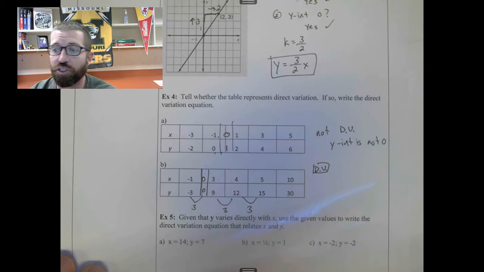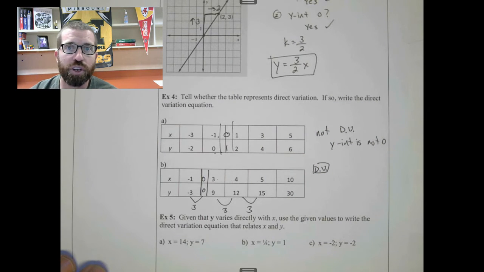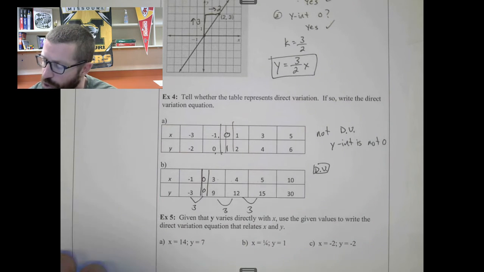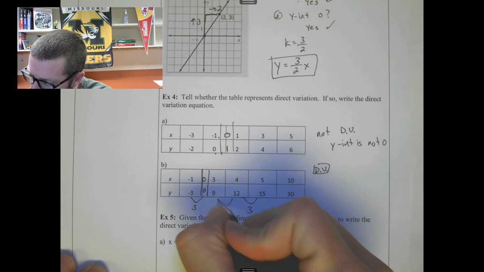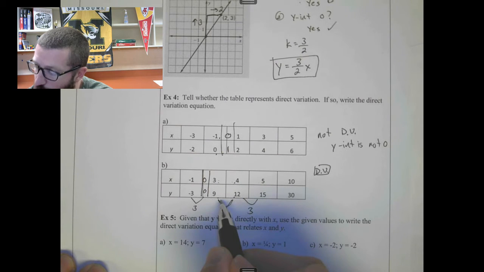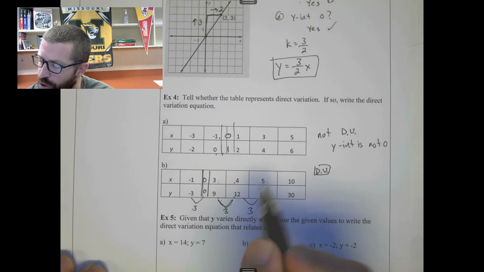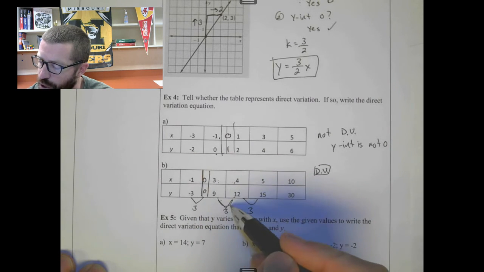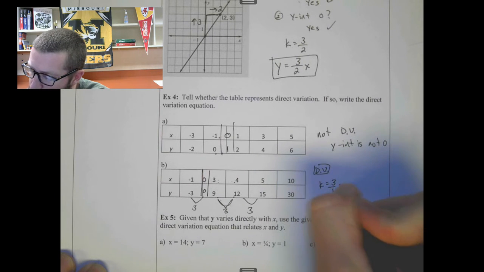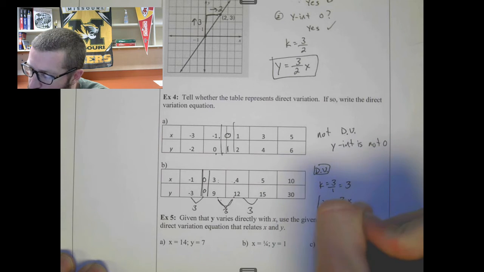Well, that's how much the y changes for each increase of x. So we've already figured that out, because we said in between 3 and 4, I go up 3, excuse me. So it's going up 3 over 1. So k is 3 over 1, or just 3, which makes your equation y equals 3x.